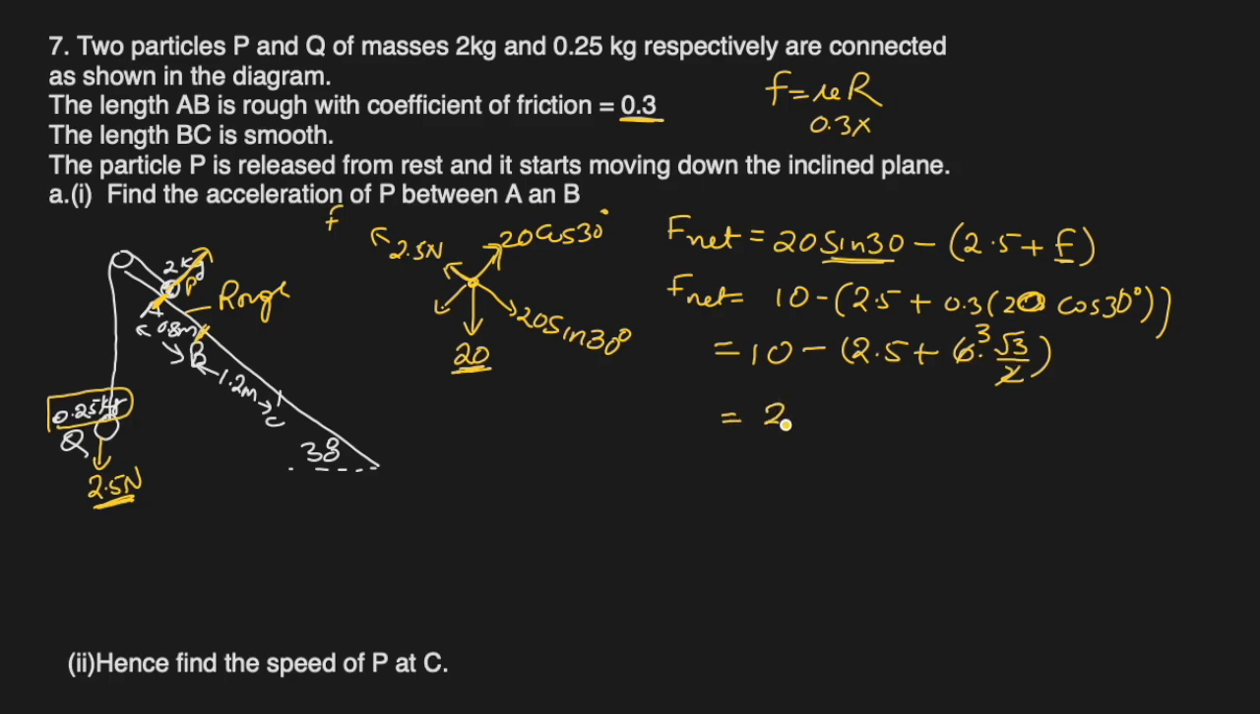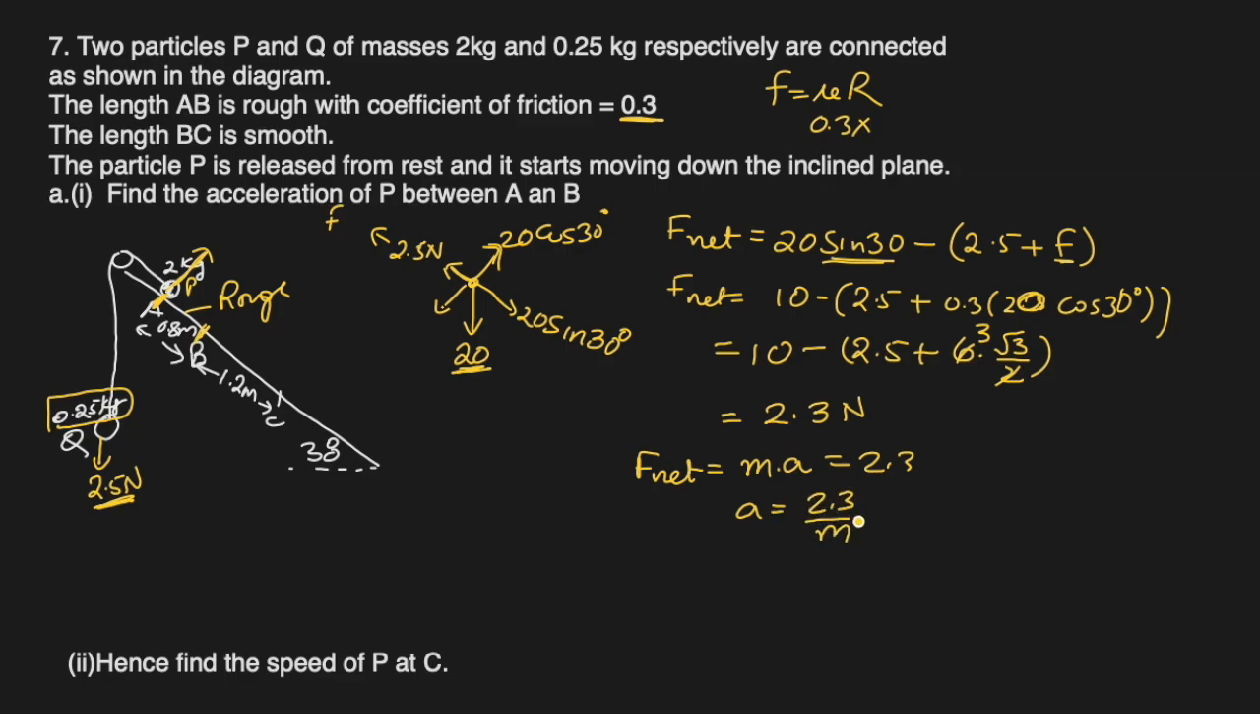What I'm getting is 2.3 newtons. This is the net force in this system, but we want acceleration. F net is nothing but mass multiplied by acceleration, which is 2.3 newtons in this case. So acceleration will be 2.3 divided by mass.